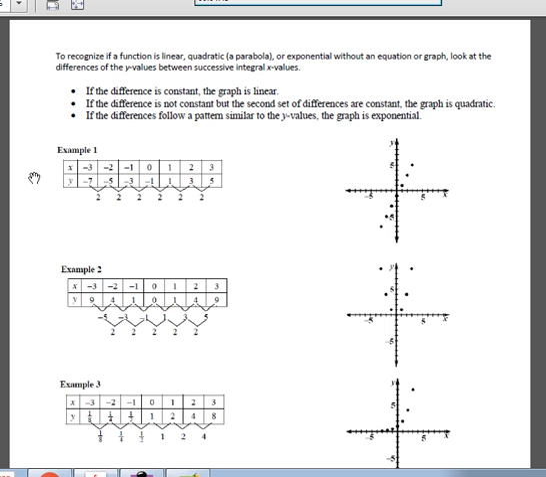To recognize if a function is linear, quadratic, a parabola, or exponential without an equation or graph, look at the differences of the y values between successive integral x values. If the difference is constant, the graph is linear. If the difference is not constant, but the second set of differences are constant, the graph is quadratic. If the difference follows a pattern similar to the y values, the graph is exponential. Now, when we say pattern, we're looking for doubling, tripling, quadrupling, all that kind of fun stuff.